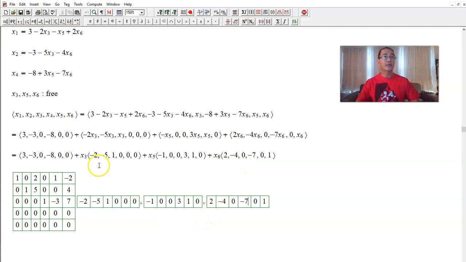So there you go. These three vectors form a basis for our null space. And so that linear combination is each and every member of the null space of A. Aha.